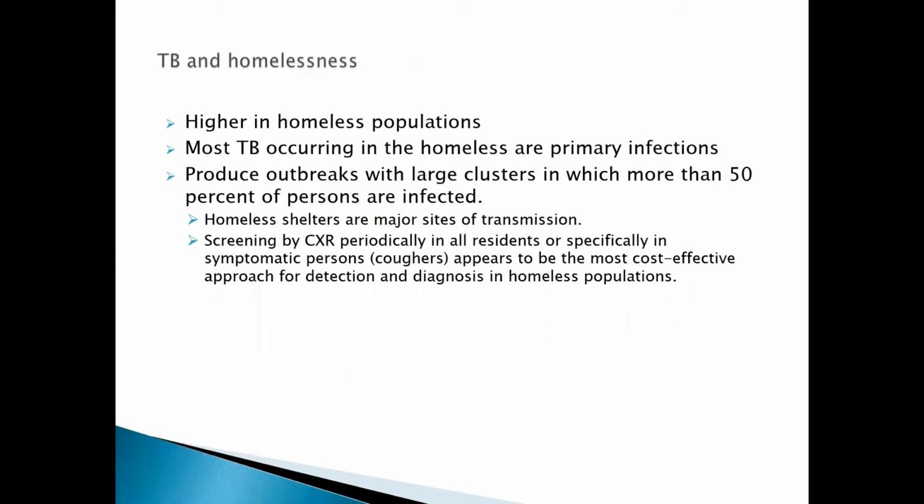Because so many people are in such close proximity with poor hygiene, things like that, the homeless shelters are major sites of transmission. And screening by X-ray periodically in all residents, or specifically in symptomatic persons, those people that are coughing, appears to be the most cost-effective approach for detection and diagnosis in homeless populations. Think about the probability of being able to contact that person again, doing that chest X-ray there and getting results a little bit faster, not doing a two-step. You might not see these people again, so you want to get those results.